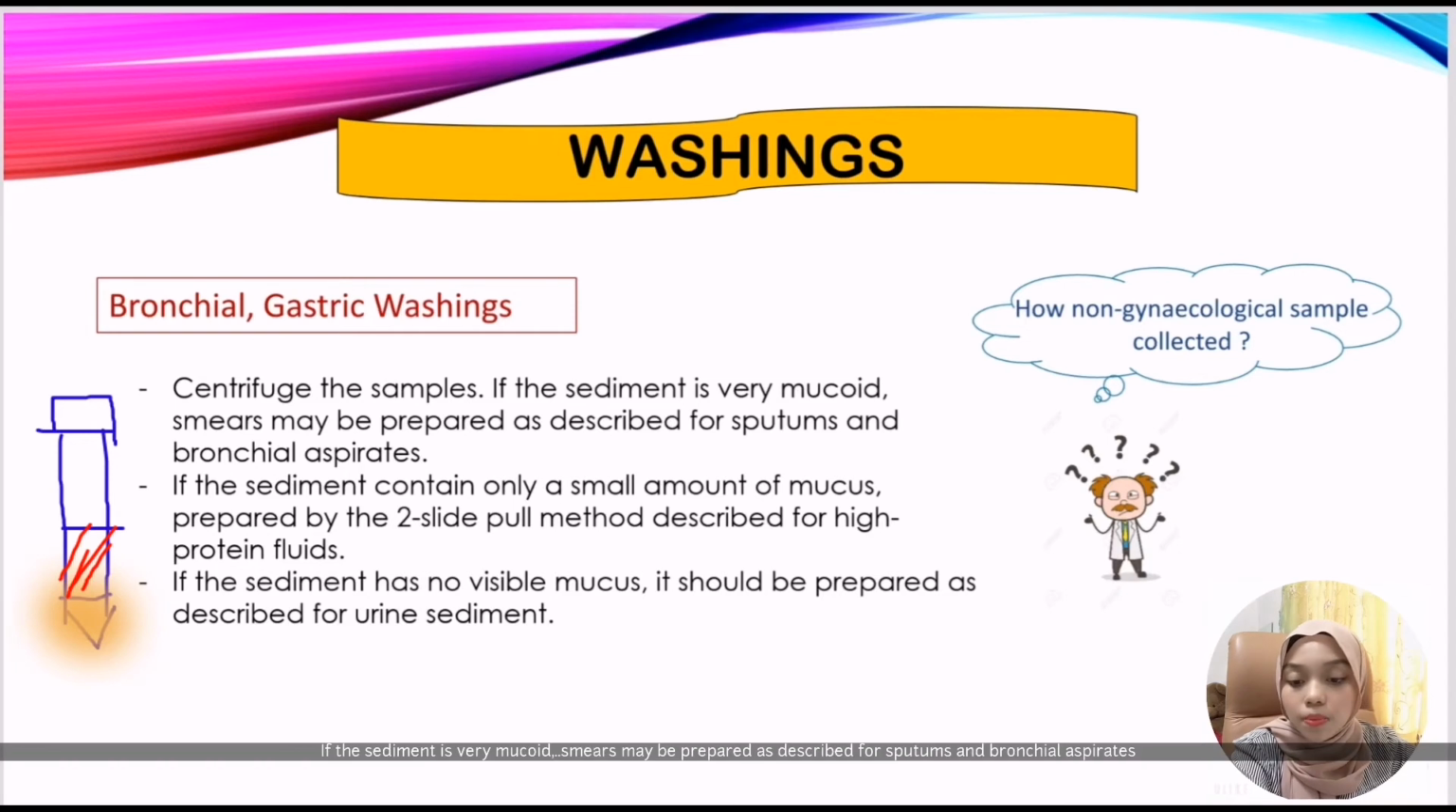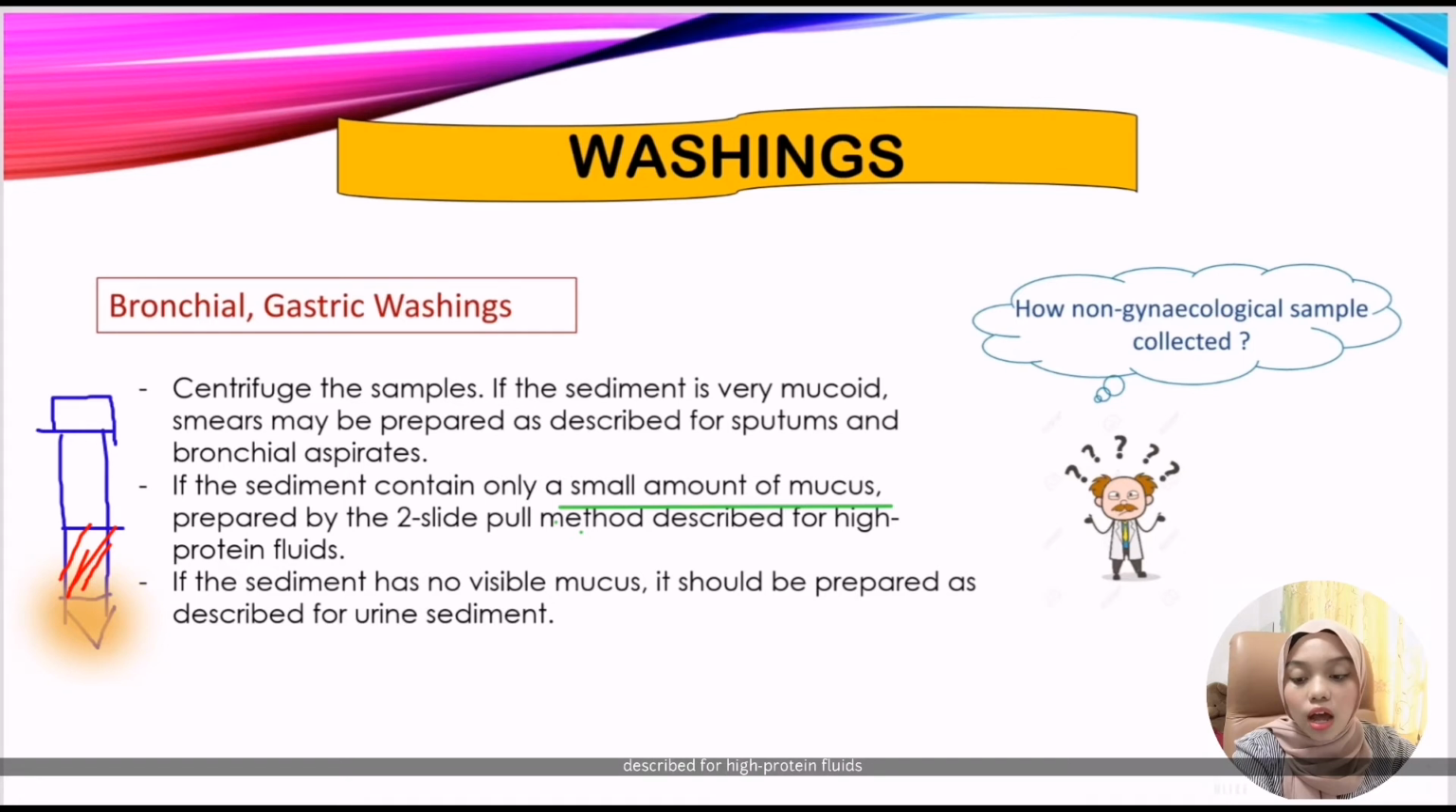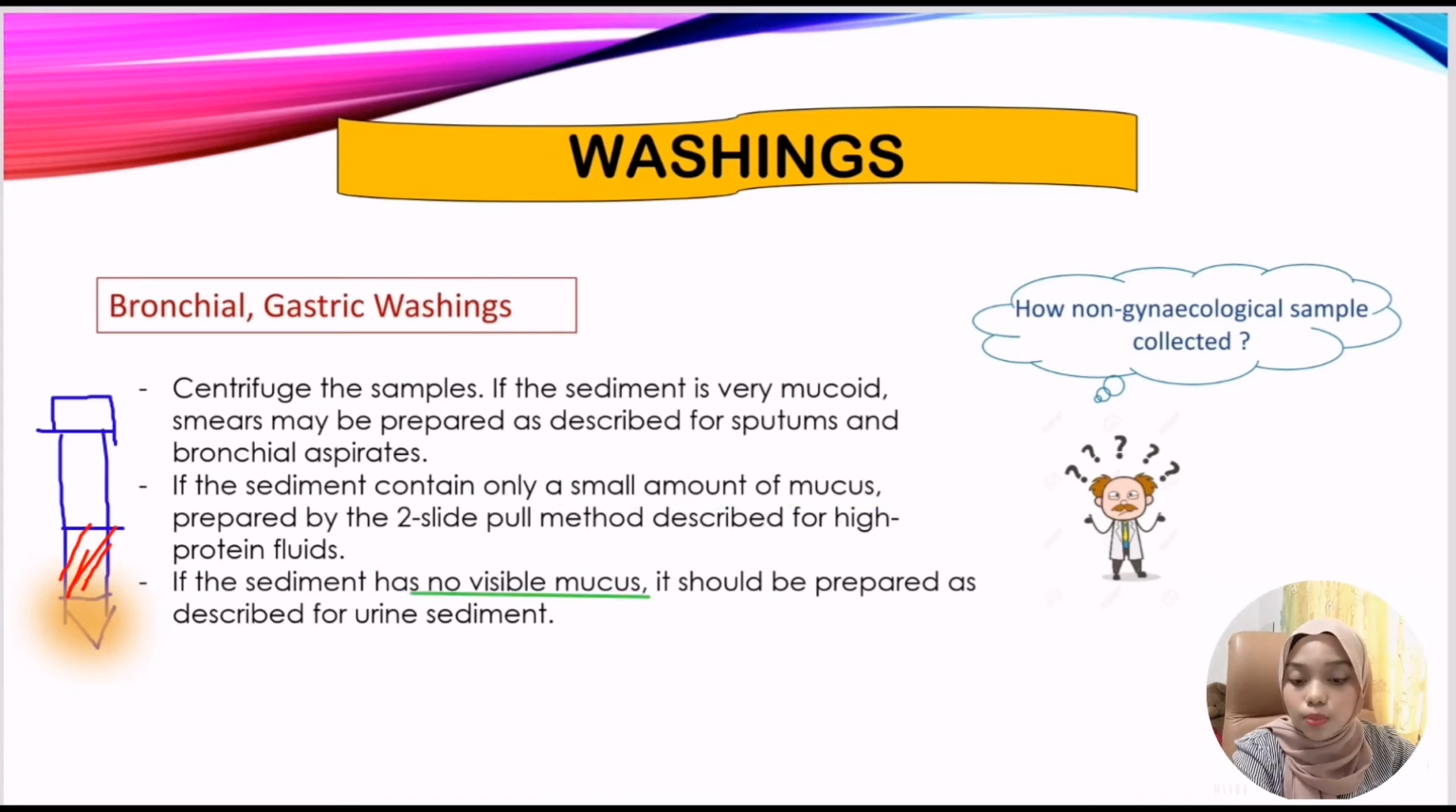If the sediment is very mucoid, smears may be prepared as described for sputum and bronchial aspirates. But if the sediment contains only a small amount of mucus, prepare by the two-slide method described for high protein fluids. If the sediment has no visible mucus, it should be prepared as described for urine sediment.